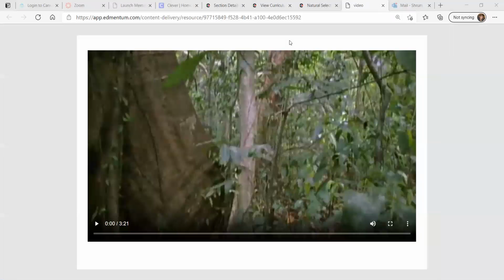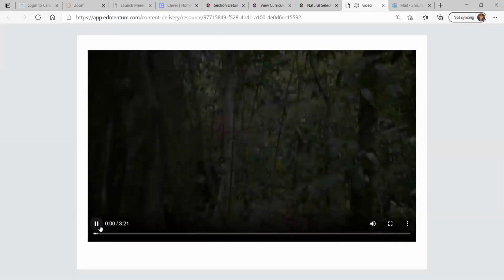So now let me click on that video, share the computer sound, turn on the captions. It should be good.